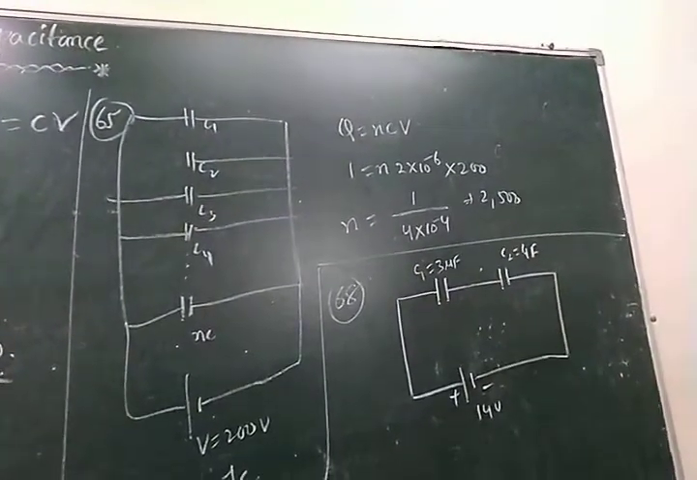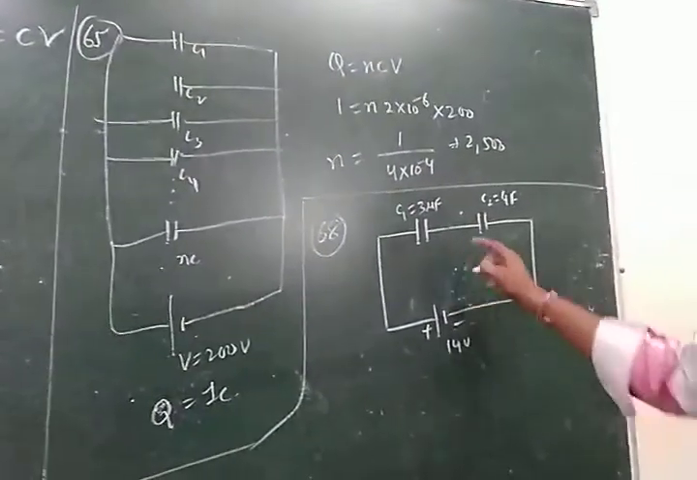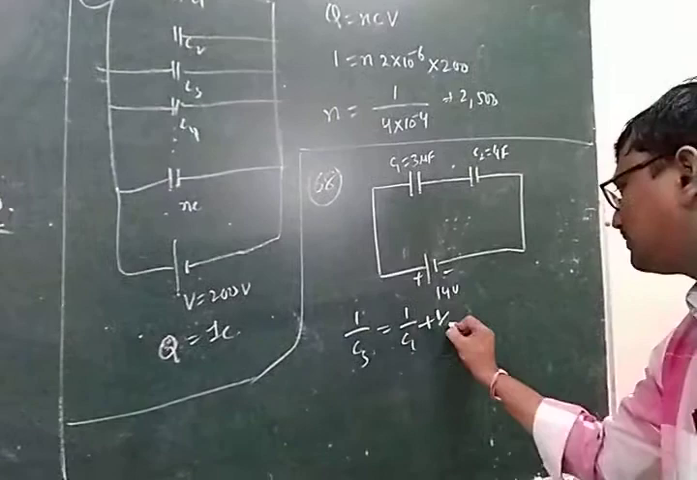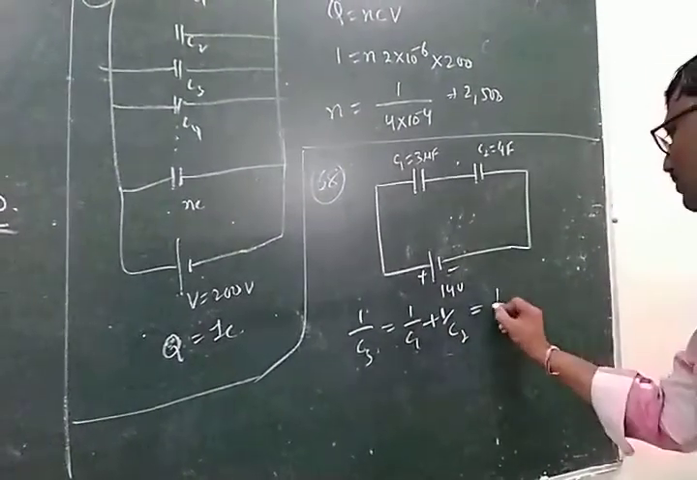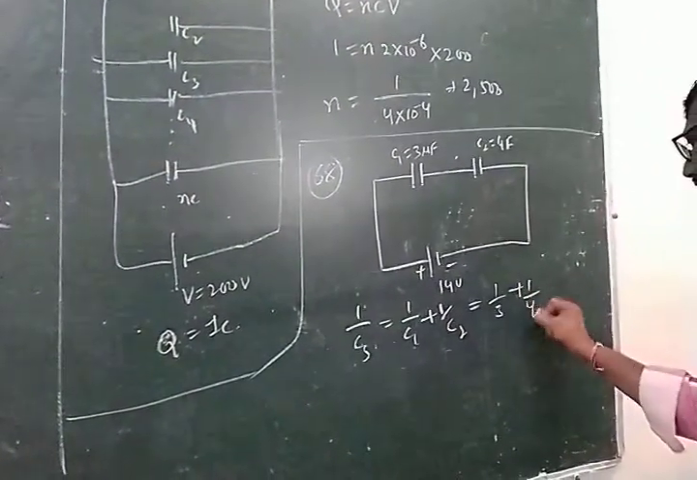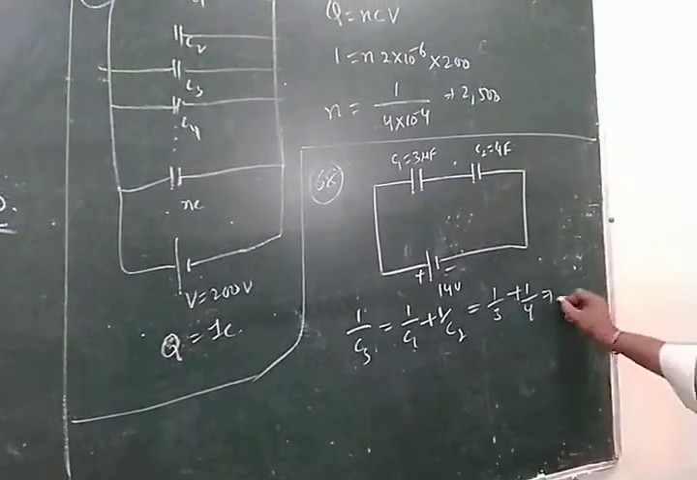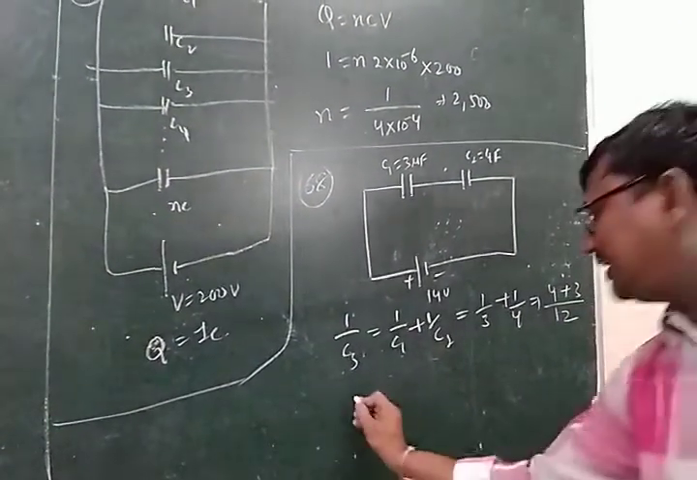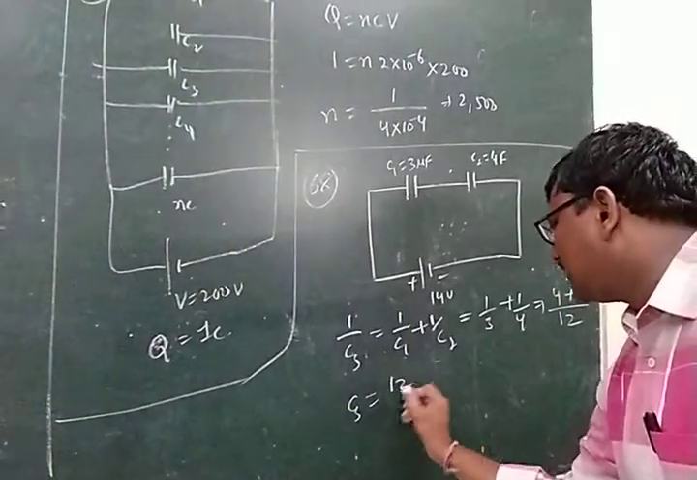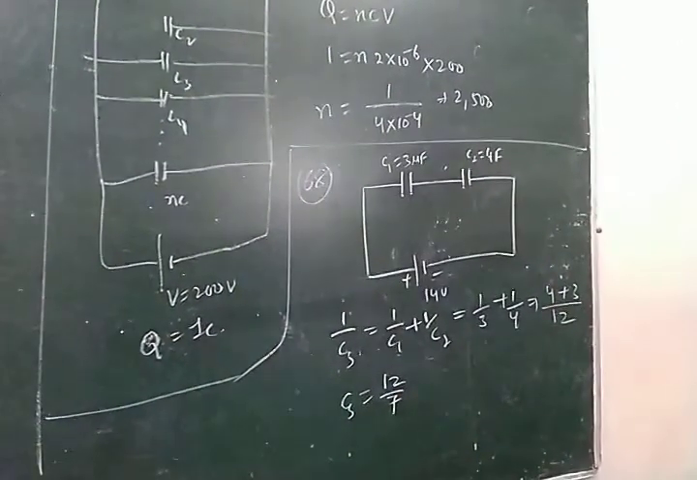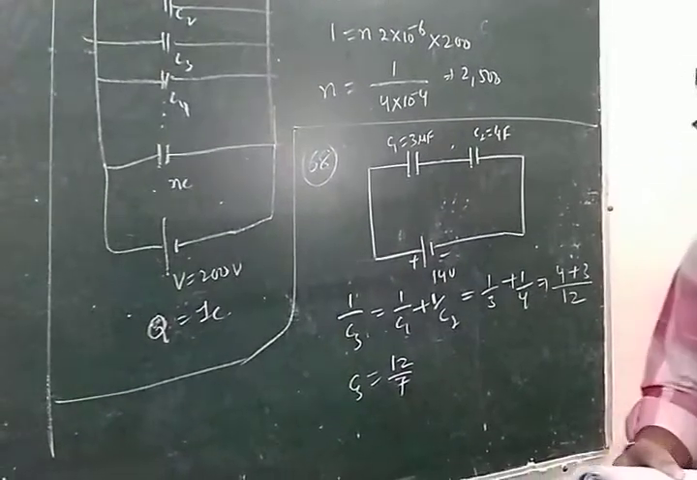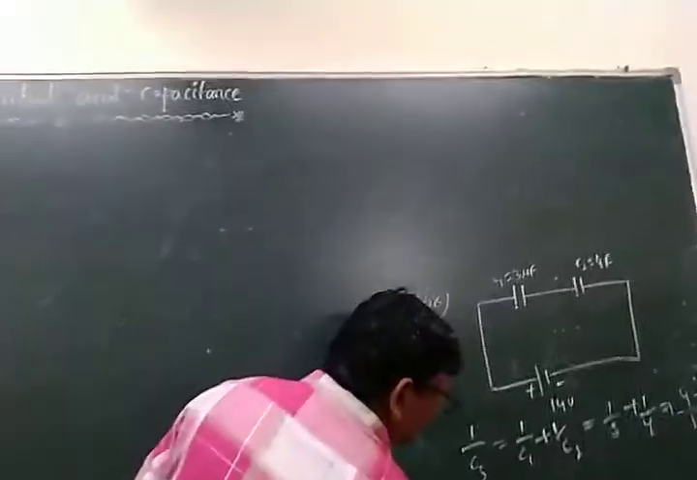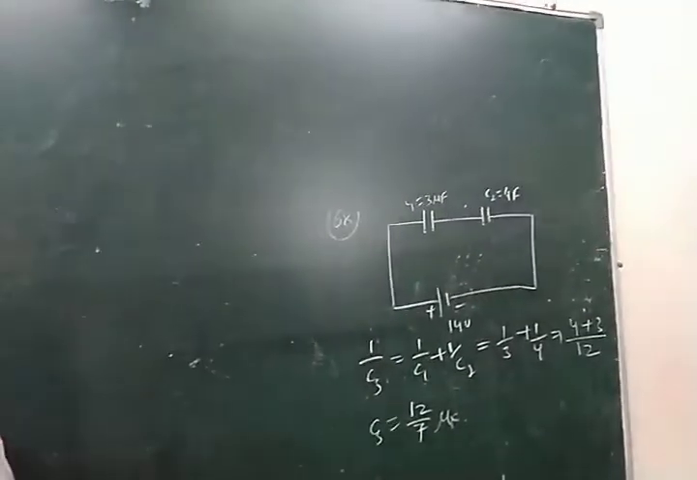Then find out the effective capacitance in series combination. 1 by Cs is equal to 1 by C1 plus 1 by C2, that is 1 by 3 plus 1 by 4. The total LCM is 12, and 4 plus 3 is 7, so Cs is equal to 12 by 7 microfarad.